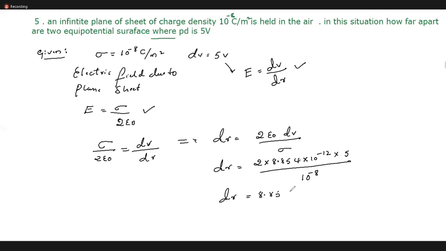Here 10 to the power of 1. Ma'am, I made it 88.54. Okay, 88.54 times 10 to the power of minus 4 is 8.85 into 10 to the power of minus 3. Or else let me say dr equals 8.85 mm. Okay, 8.85 mm. Is it clear, students?